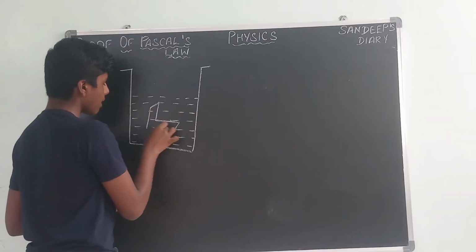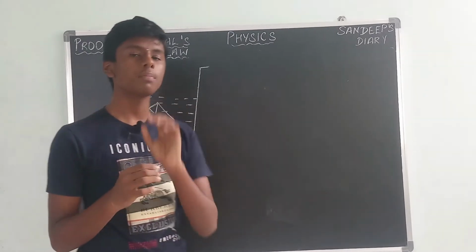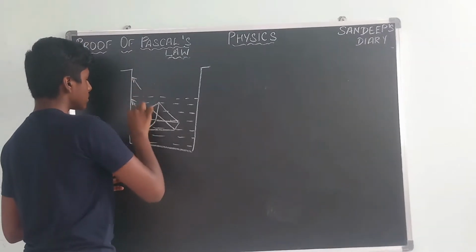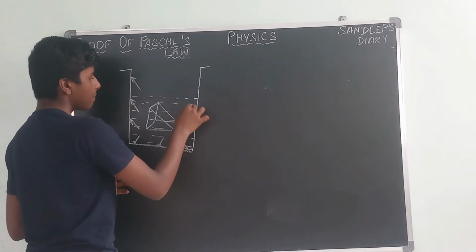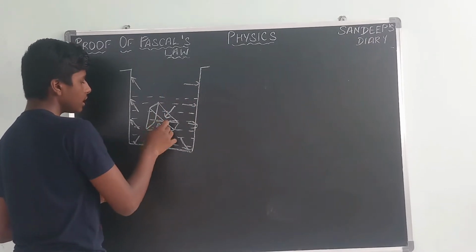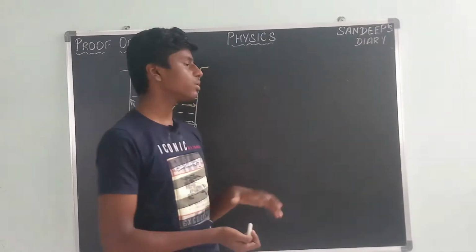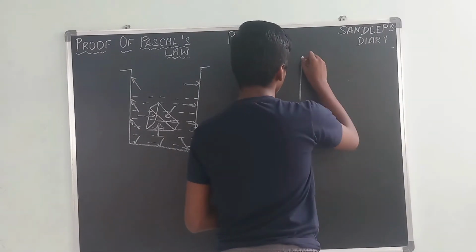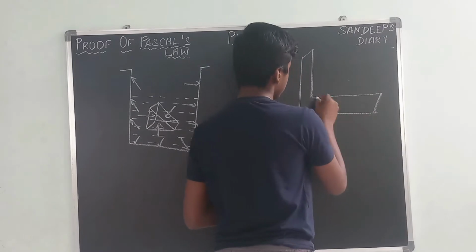So I am going to have a very small prism in the liquid. The pressure exerted is equally spread throughout the container, which is what Pascal told. So the pressure exerted will also be equal on the prism. Next, we are mainly concerned about the prism, so we will enlarge it. This is the prism.